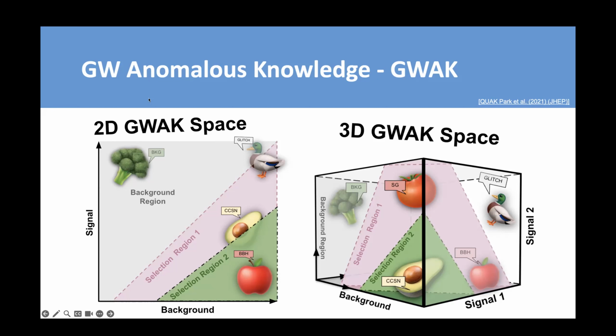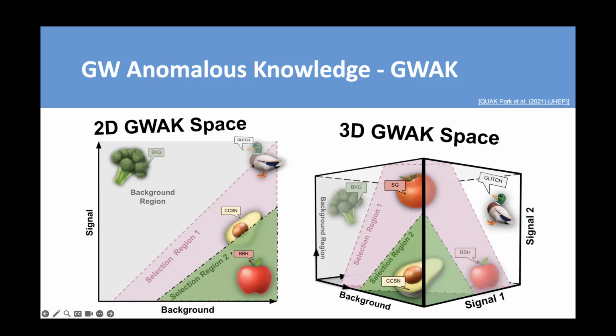Let's start here on the left. You can build a two-dimensional guac space, which has one axis of background, so an autoencoder trained on background. But then you can also train a different autoencoder on signal. And you can build some kind of embedded space on the reconstruction loss of your two autoencoders. And so what's happening here is that your background events should lie at a low background loss and a high signal loss. And similarly, your signal events should lie at a low signal loss and a high background loss.